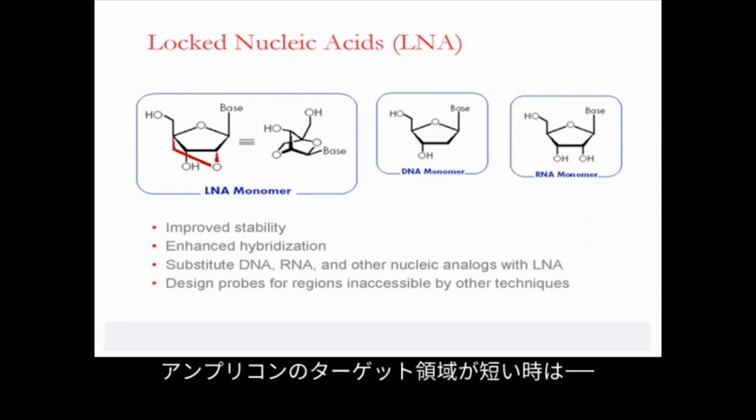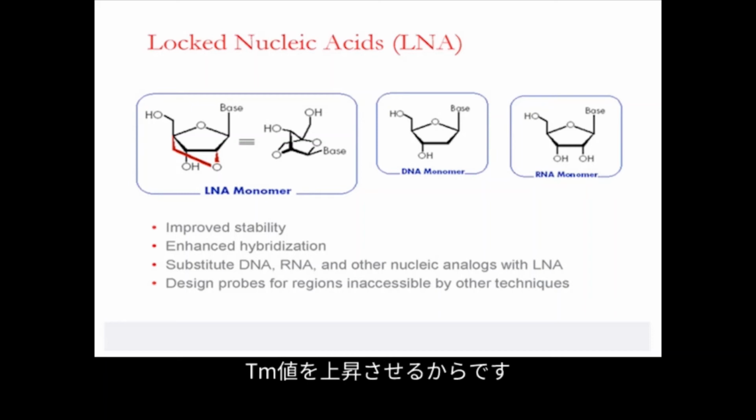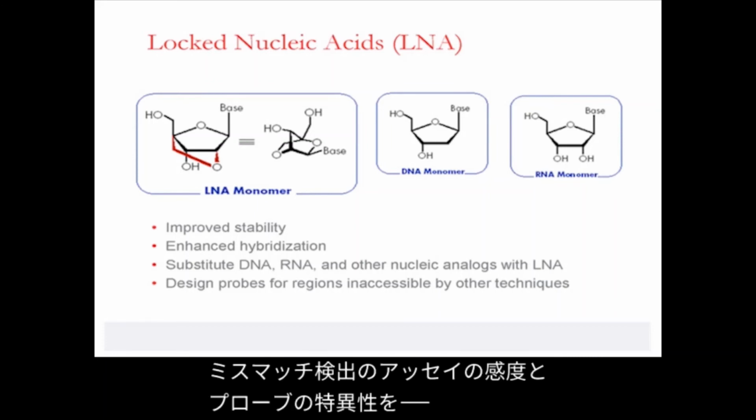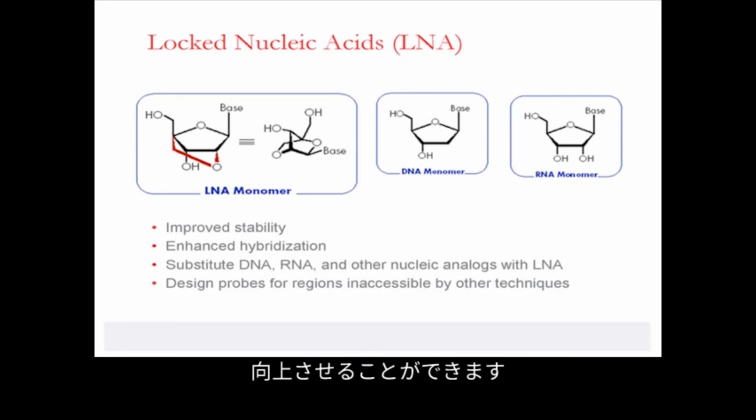If the amplicon target region you are working with is short, you can raise the TM of the probe by inserting LNA, as LNA increases the TM without the requirement to add extra nucleotides into the probes, which can potentially help target regions of poor binding, such as AT or GC-rich regions. However, in the next two slides, I'm going to show you how the incorporation of LNA bases into your probe design can help improve the sensitivity of assays for mismatch detection and improve the specificity of the probe.